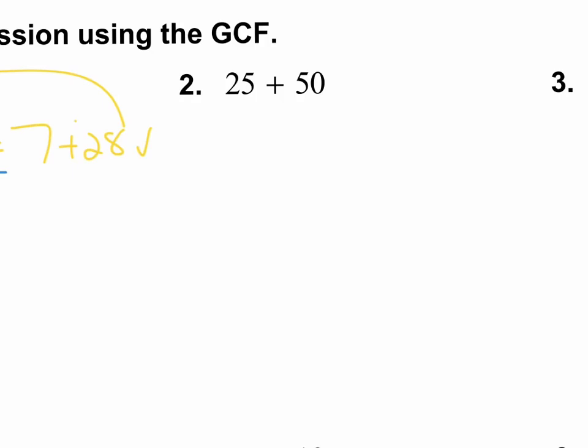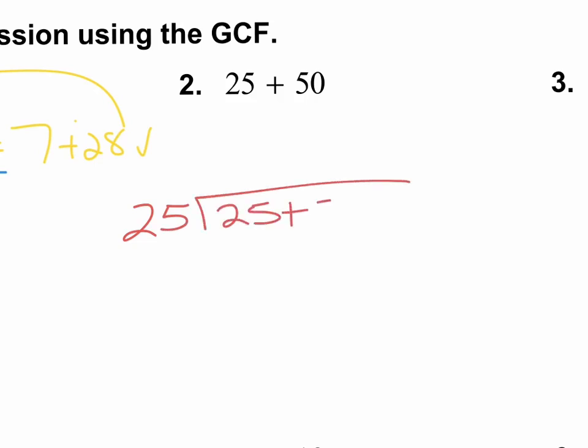The greatest common factor between 25 and 50. If you don't see it, well, I know 5 goes into both of them. Yeah, but I think there's something bigger. I'll tell you it's 25. So the biggest thing when you're doing this is you have to get the greatest common factor. So 25 is my greatest common factor, so I'm going to divide that 25 out.